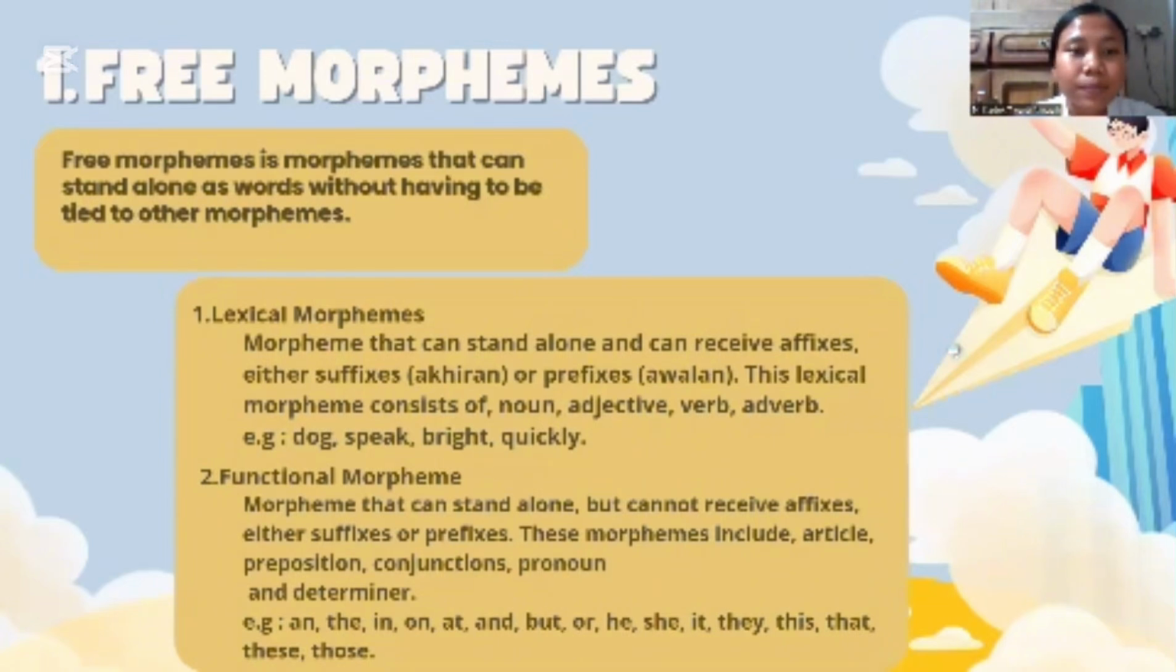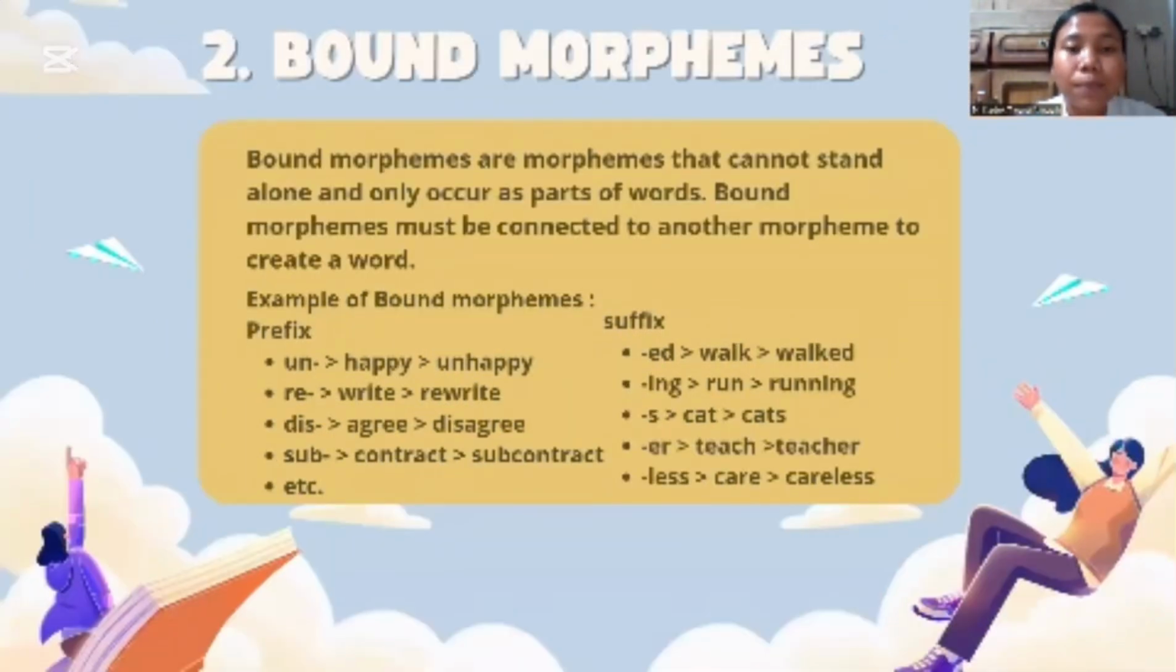And next is bound morphemes. Bound morphemes are morphemes that cannot stand alone and only occur as part of words. Bound morphemes must be connected to another morpheme to create a word.